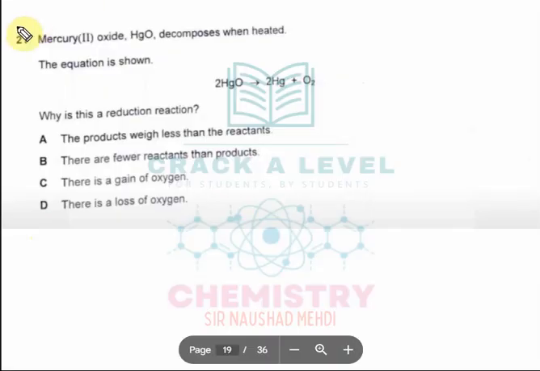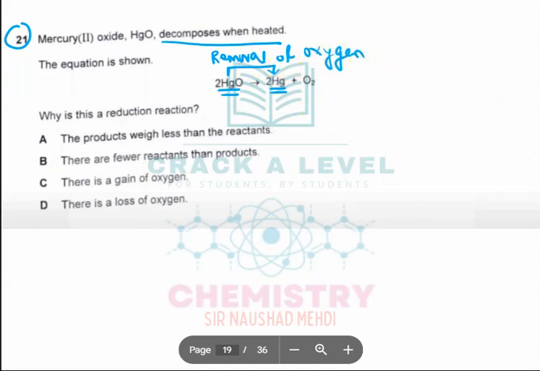In this one it is saying that mercury 2 oxide decomposes when heated. The equation is shown. Why is this a reduction reaction? So here you can see it's mercury oxide, HgO, and when you go on the product side, what is happening? The oxygen is being lost, okay, or we can say the removal of oxygen is taking place, and as we all know, the removal of oxygen is called reduction, okay. So there is a loss of oxygen, so that's why this is a reduction reaction. So option D is the correct answer for this.